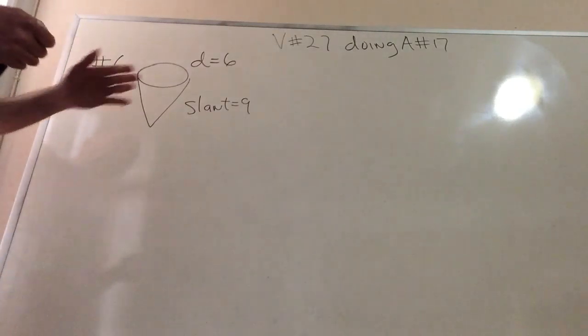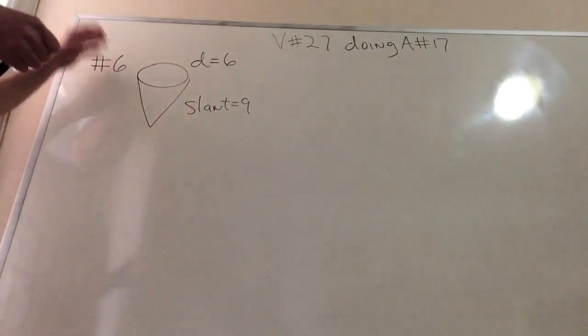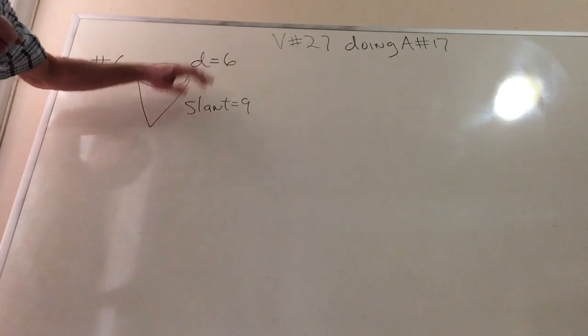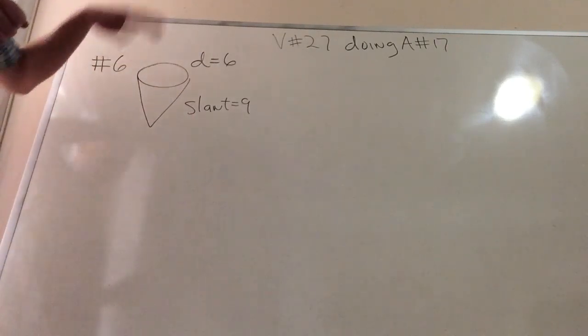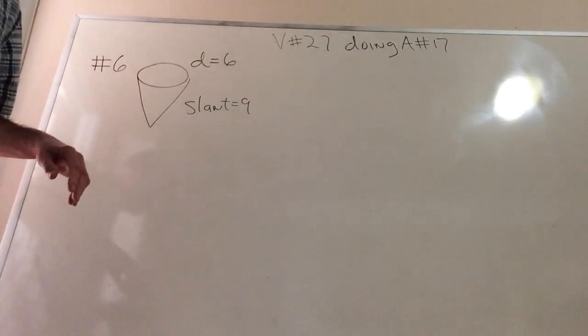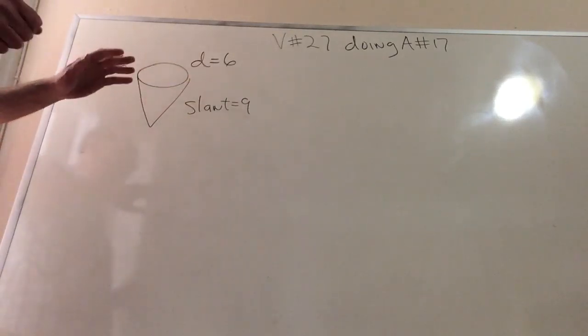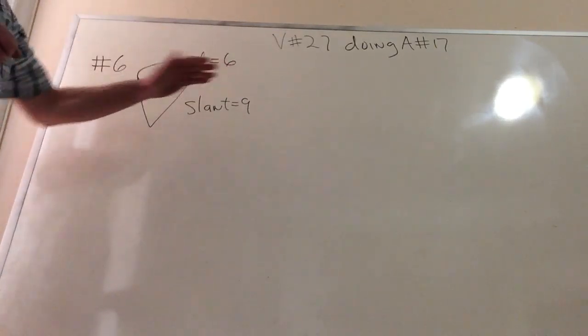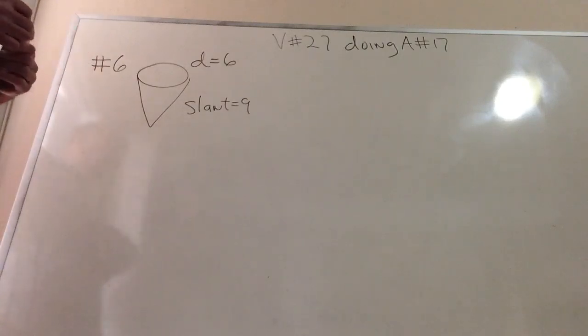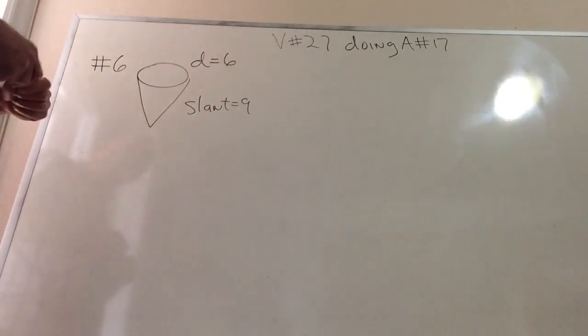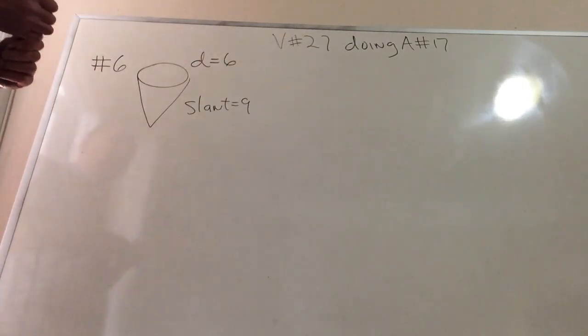All right, so here, nothing's new. There's number 6. The diameter is 6, big deal. That means the radius is 3. The slant, not the height, is 9. And that's where things get a little different here, right? Let's take a look at that.